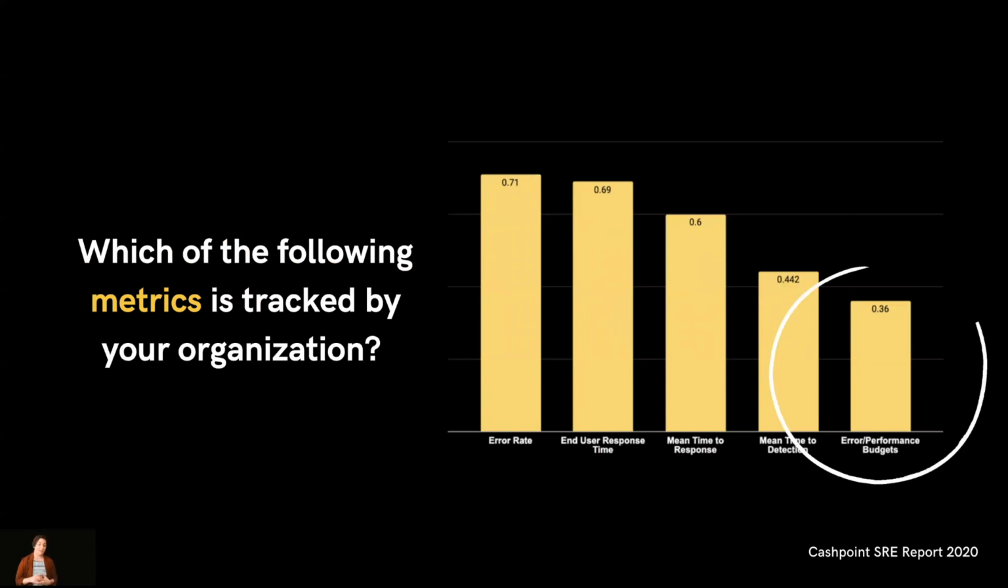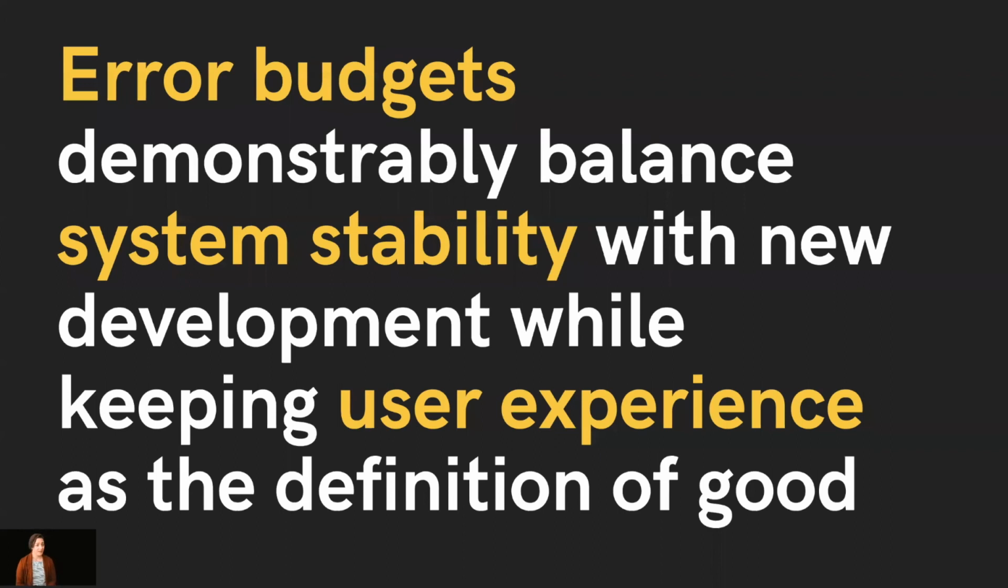You can use a telemetry tool of your choice. You can use some operational and reporting principles of your choice, but very simply sitting down as an organization and deciding what indicators, what objectives, and what error budgets you're going to choose to have in place, and how often you're going to update those to align to business value is going to fundamentally change your development culture. Because error budgets demonstrably balance the system stability with new development while keeping user experience as the definition of good.